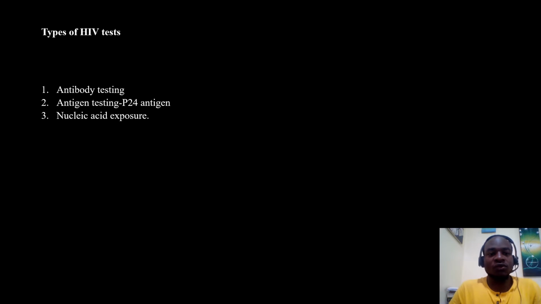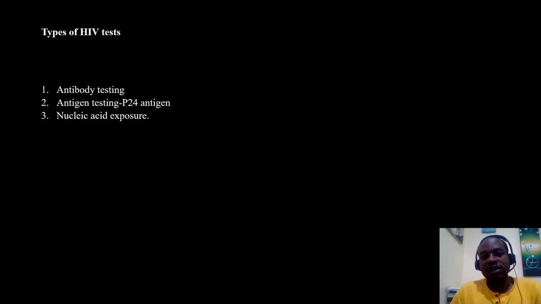Then test number two is antigen testing. For antigen testing, we have rapid antigen testing, which also takes about 15 to 20 minutes, and they use blood from your fingertip as well. They can also use blood from your vein to do HIV antigen testing.